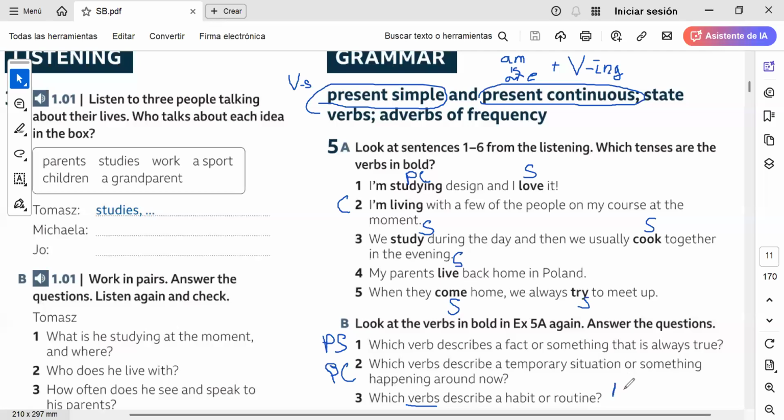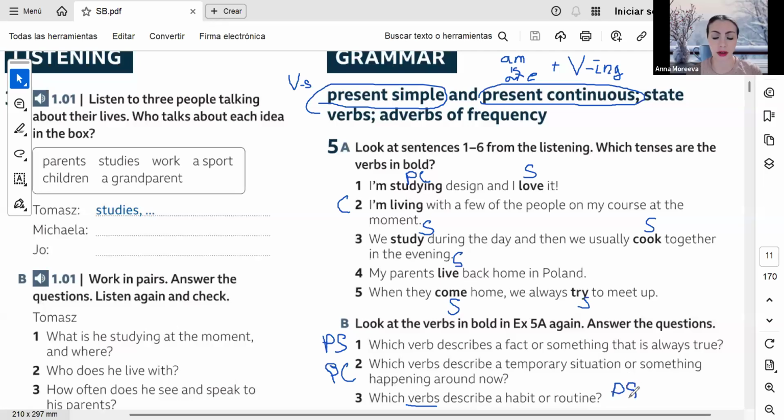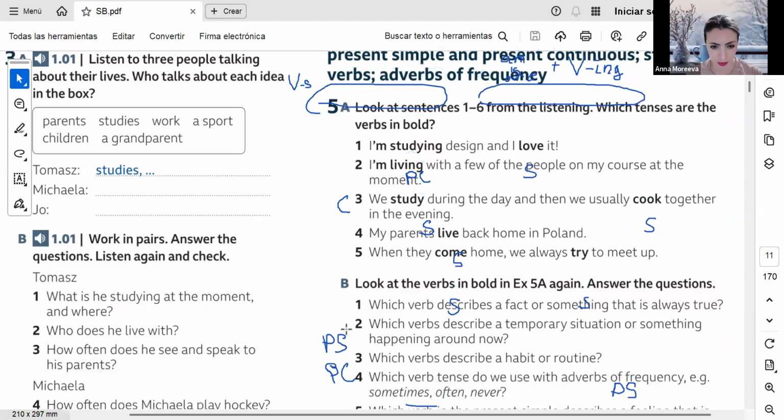Present continuous. Simple, no? Present simple, a habit or routine. So something that we do all the time. For example, every day I wake up at 7 a.m. or I speak English, no? Or I drink tea in the evening. I eat pizza on the weekend. So it's a habit or routine, something that is repeating.